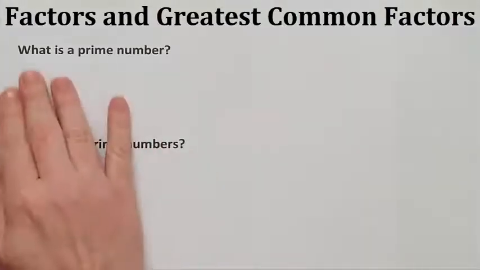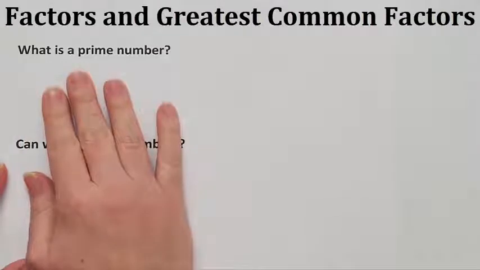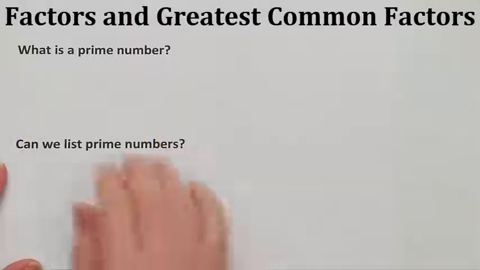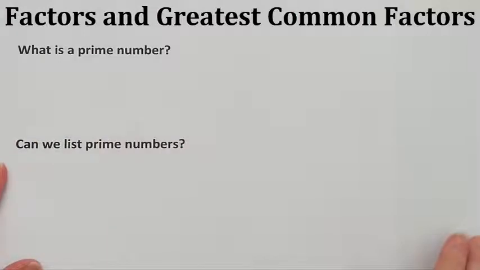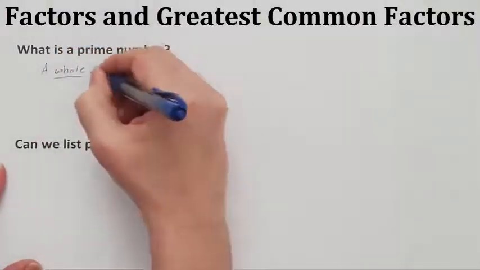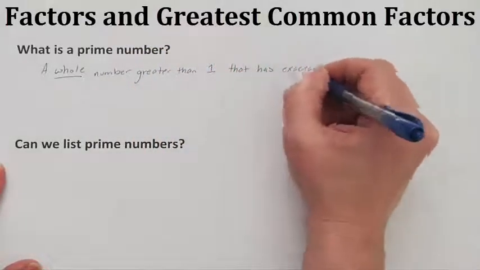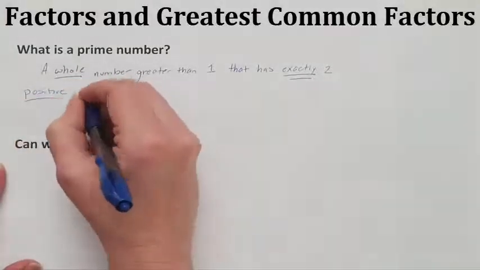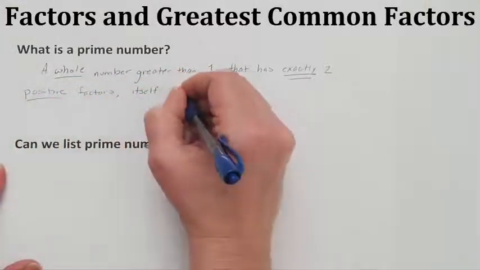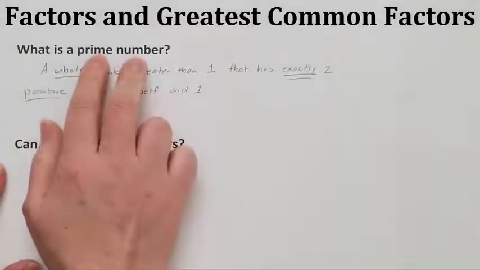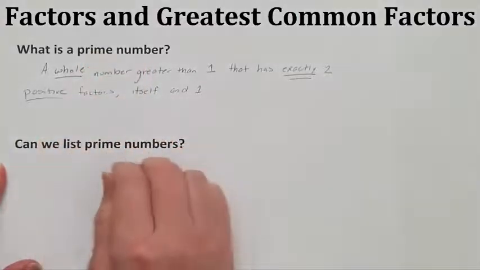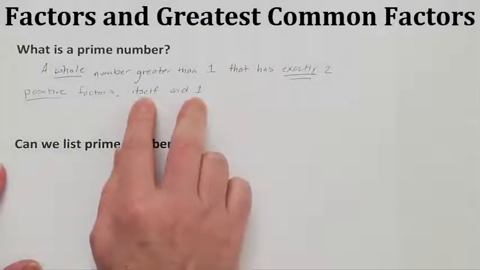We're going to begin by looking at what exactly is a prime number. According to our math dictionary, a prime number is a whole number greater than 1, and it has to have exactly two positive factors, 1 and itself. So what is a prime number? Basically, if you can break a number up into itself and 1, it's a prime number.